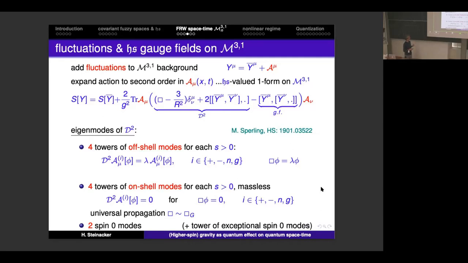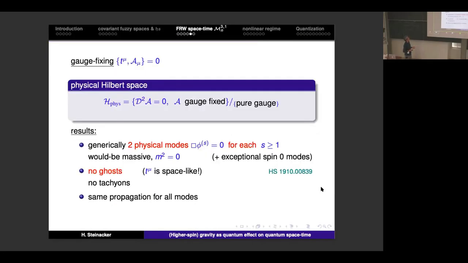And there are two nice spin zero modes. And somehow there is a tower of exceptional spin zero modes, which I don't have explicit control of. I found this only relatively recently. So they're still there, they don't spoil the picture, but I don't have a nice explicit description of those. Okay, so these are the modes that you have here. You can work out all this and so on.